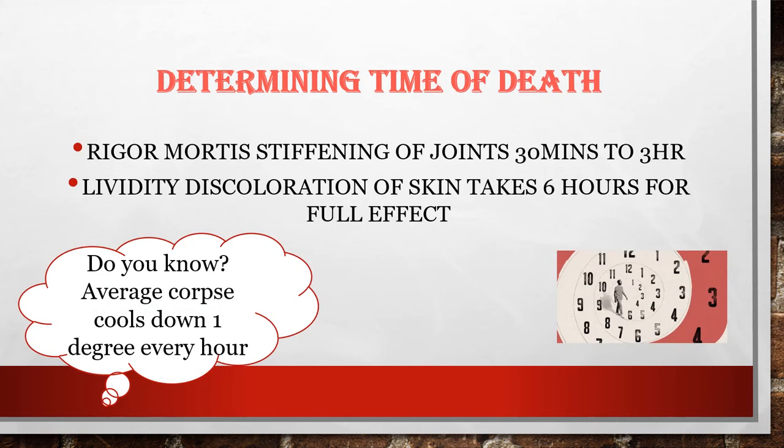Determining time of death. Rigor mortis. It is a stiffening of the joints. It takes place 30 minutes to 3 hours after death. Lividity. It is a discoloration of the skin and it takes place 6 hours after death for full effect. Do you know an average corpse cools down 1 degree every hour?